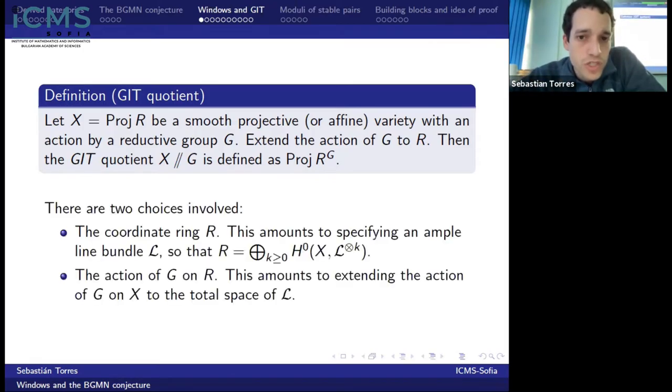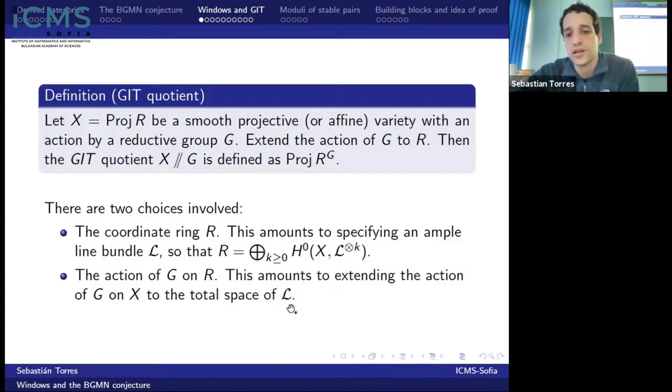Although, of course, in this process there's hidden the fact that I'm making two choices, really. Because there's not a unique way of writing X as Proj of a ring. You have to choose a ring, a coordinate ring. That means that you're choosing a polarization, meaning an ample line bundle. And also, you have to choose how G will act on R, because you're extending it to the whole ring, meaning that you have to extend the action from X to L.